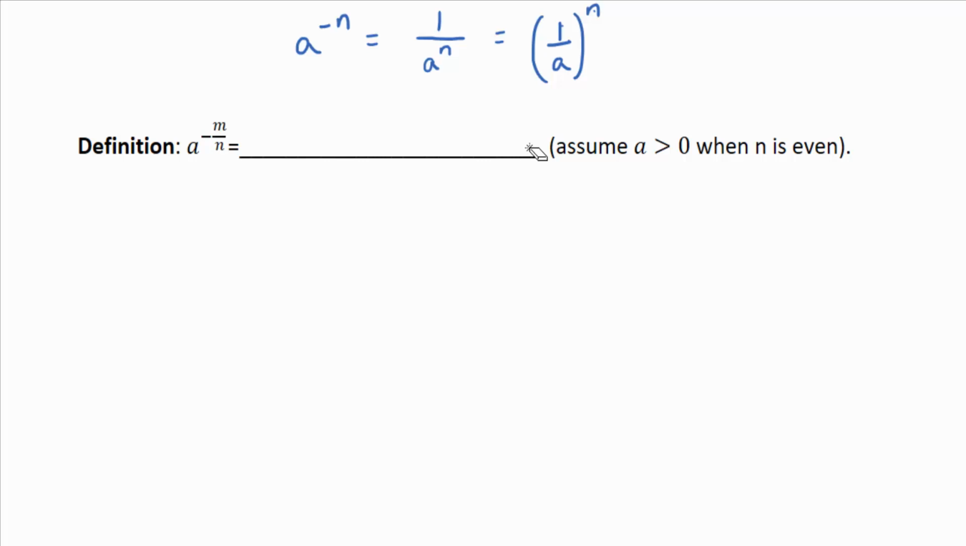All right, now that's what you learned in a different life, right? So how does that transfer now to a to the negative m over n? Well, it's the same. It's just now we're allowing for fractional exponents. So you could rewrite this as 1 over a to the positive m over n. M over n is acting like n acted in that above definition. So the negative in the exponent means exactly the same thing as it used to mean. It's just now we're allowing for fractional exponents.